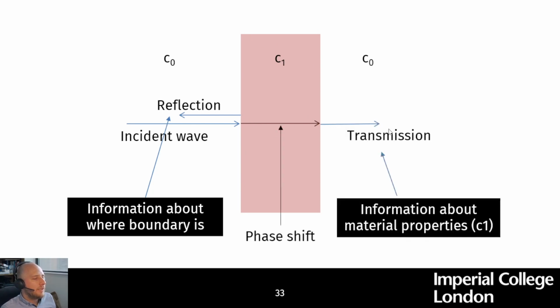Here you've got a transmitted part, and you get a phase shift as you travel through. This transmission will encode information about the material properties, whereas the reflection won't really tell you anything about that. It might give you an idea of the change if you look at the magnitude of the reflection coefficient, but it's less quantitative and it doesn't encode as much information as this transmission measurement does with its phase shift.